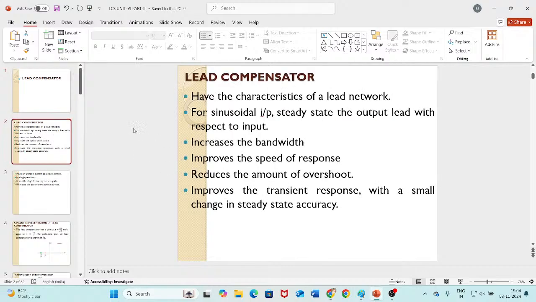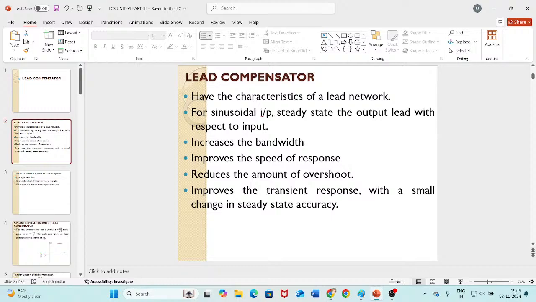A lead compensator is a compensator which has the characteristics of a lead network. Since it has the characteristics of a lead network, it is called a lead compensator. If you give any sinusoidal signal to the lead network, then in steady state the output will have a phase lead with respect to the input. So the steady state output that is produced here will lead the input, whenever a sinusoidal input is given.